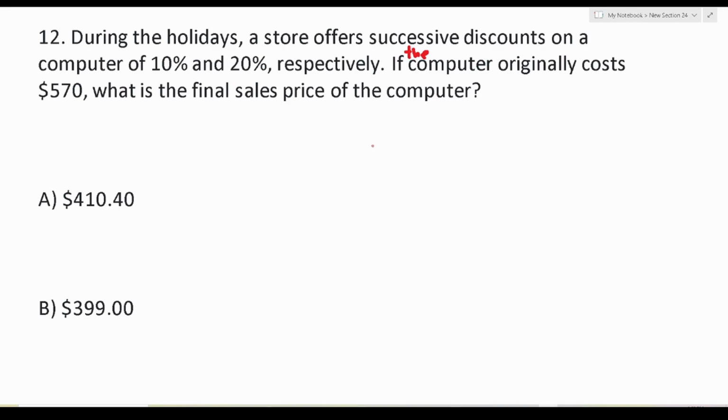But to do this one correctly, we have to take 10% off the original price. That will give us our first discount. And then we're going to have to take 20% off that first discount amount. So let's try to represent what we're doing here algebraically. Again, I'm going to call this first discount the original price minus 10% of the original price. Okay.